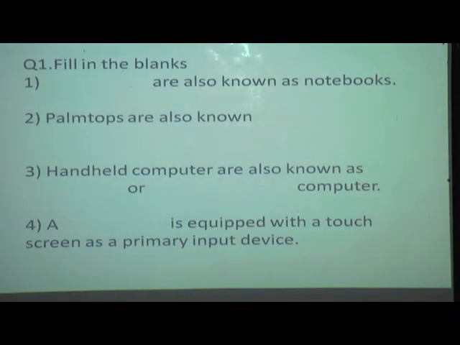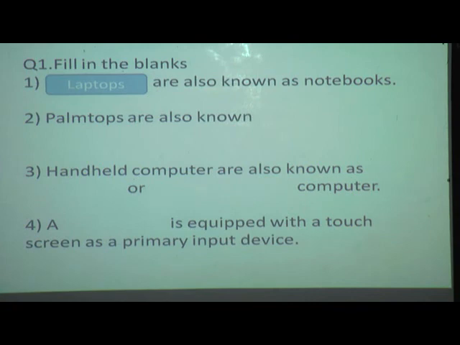First is fill in the blanks. First number question is fill in the blanks. Dash dash are also known as notebooks. Which type of computer is known as a notebook? Right, laptop. Laptops are also known as notebooks.